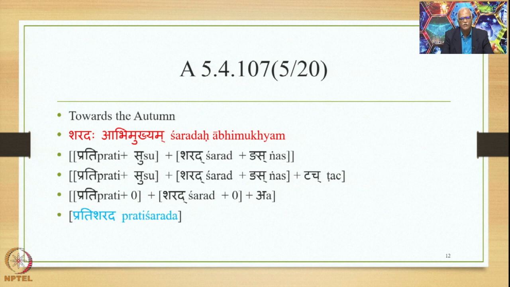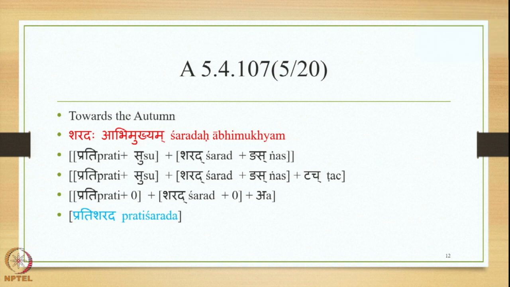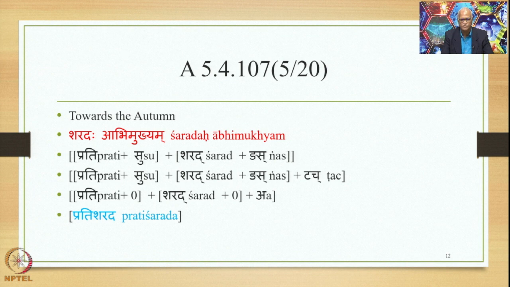Similarly, when the meaning to be conveyed is towards the autumn, the laukika vigraha is sharadaha abhimukhyam. Once again, the samasa over here is formed by the sutra lakshanena abhiprati abhimukhye, which states the word abhi and prati in prathama, and therefore they become upasarjana, and therefore they occupy the initial position of the samasa. So we have prati plus su plus sharad plus ngas. Now this is the alaukika vigraha.